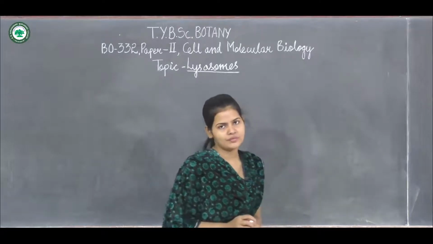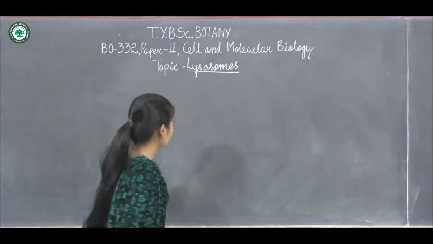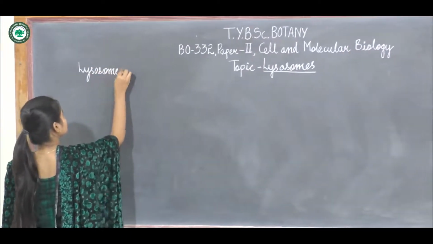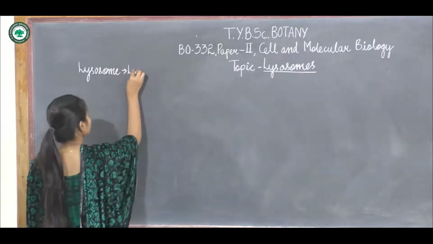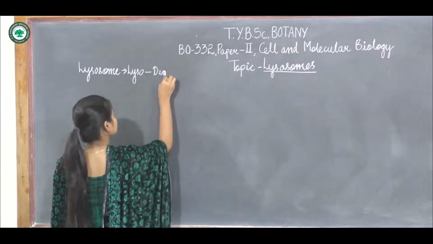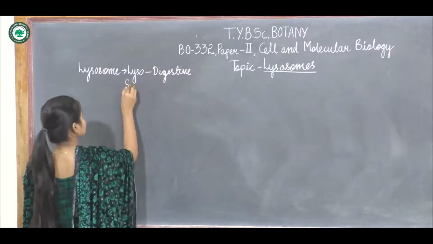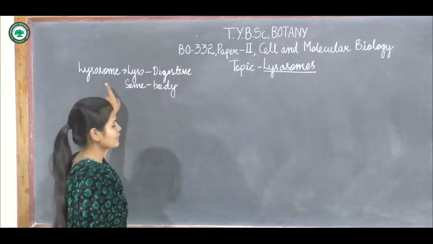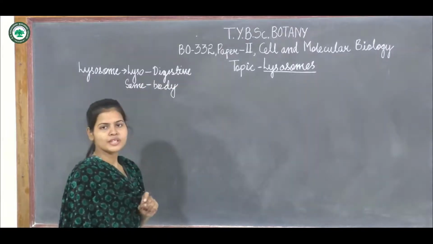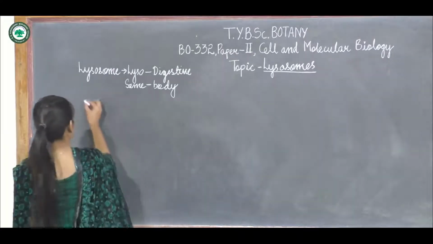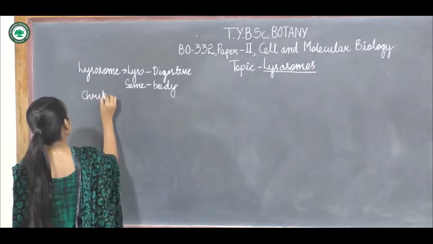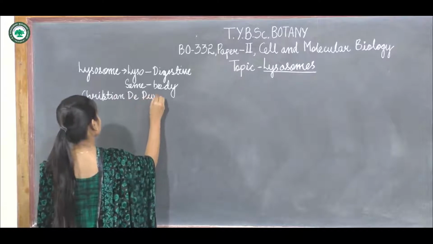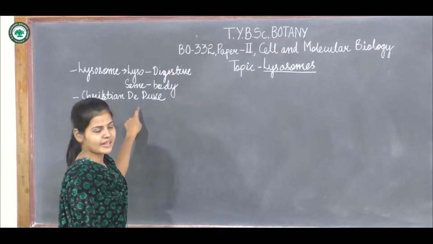In this lecture, now we are going to start with the other organelle, that is the lysosomes. The term lysosome is a Greek word. Lyso means digestive and zome means body. So it is a digestive body. It was first discovered by the scientist Christian de Duve.